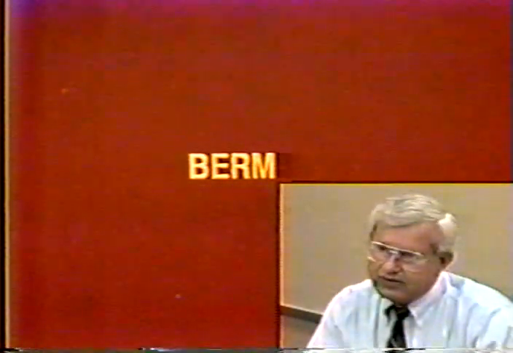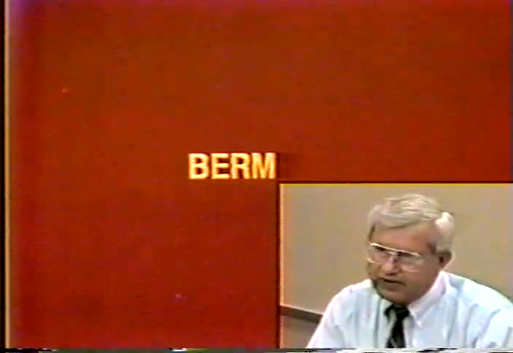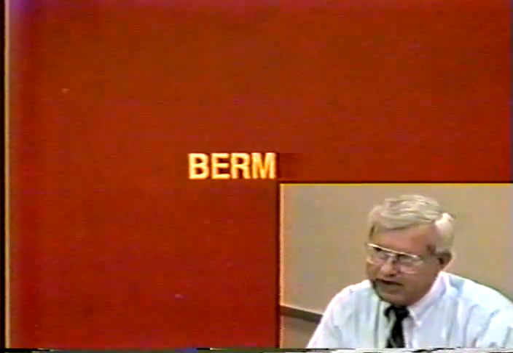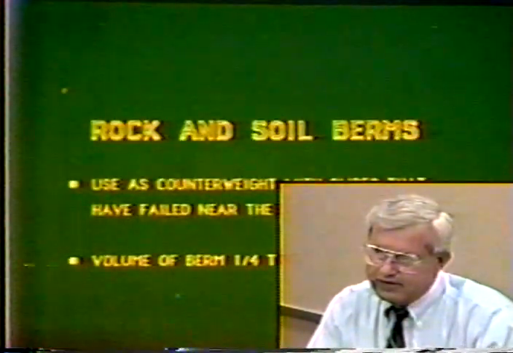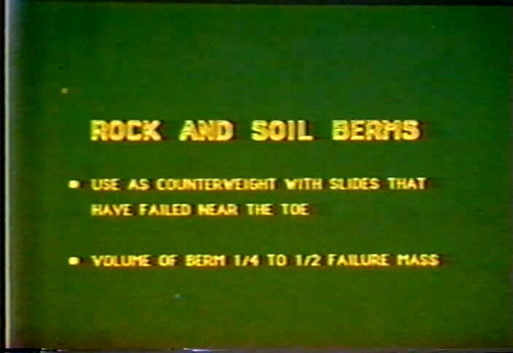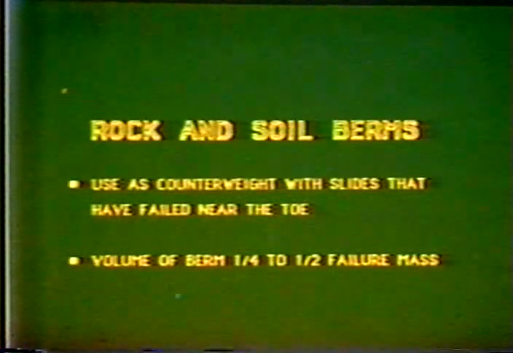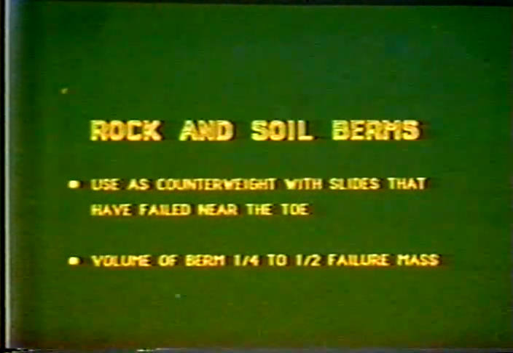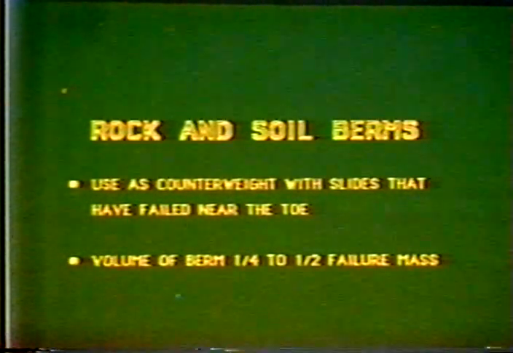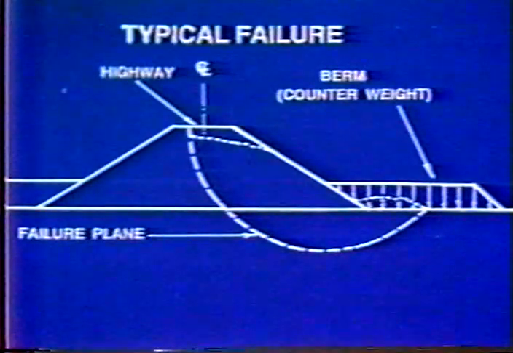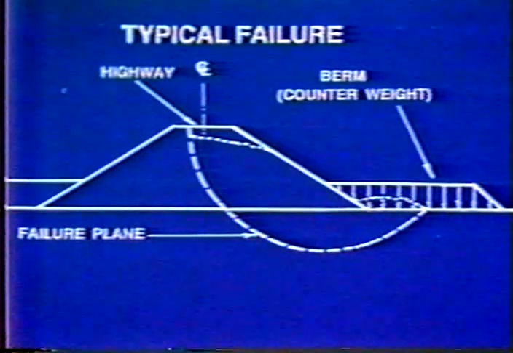Now, like I was saying, when you get up around, I'll say 30 feet in height of the landslide, sometimes it's good to go to a combination of slope flattening and berms. Berms are used as a counterweight with slides that have failed near the toe. Generally, we need about, roughly a fourth to a half failure mass to correct the slide. Let's look at this more in detail, a little bit more.